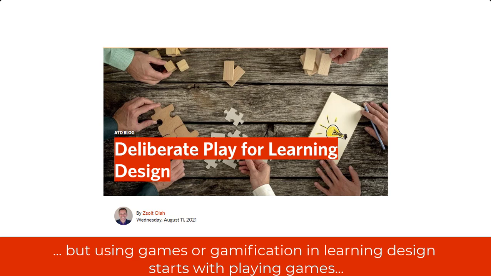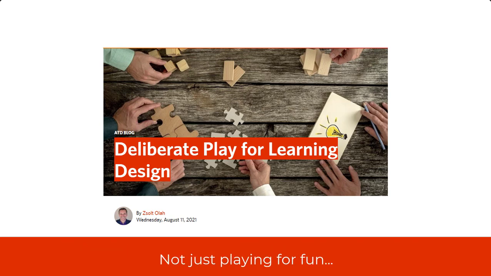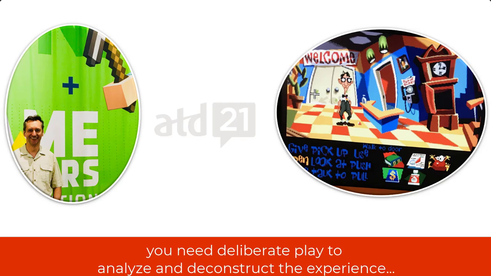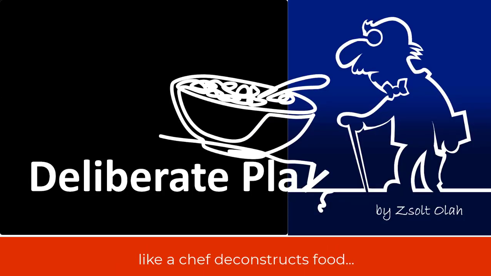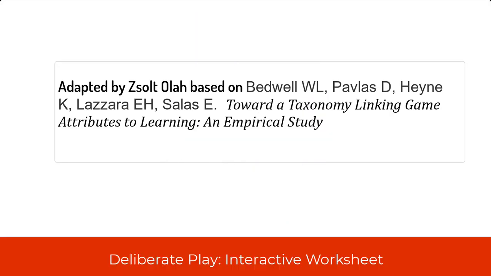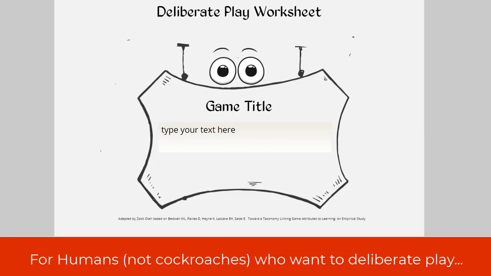Games and gamification learning design starts with playing games, not just for fun, but deliberate play to analyze and deconstruct the experience, like a chef deconstructs food. For the deconstruction, you need a consistent taxonomy, and that's what the deliberate play interactive worksheet is about. It's for humans though, not for cockroaches.